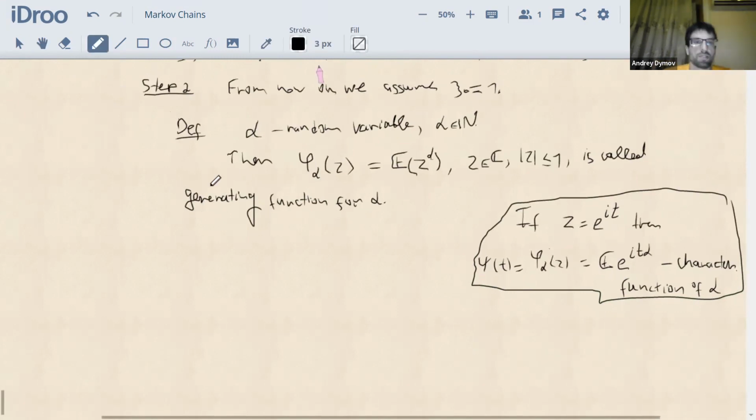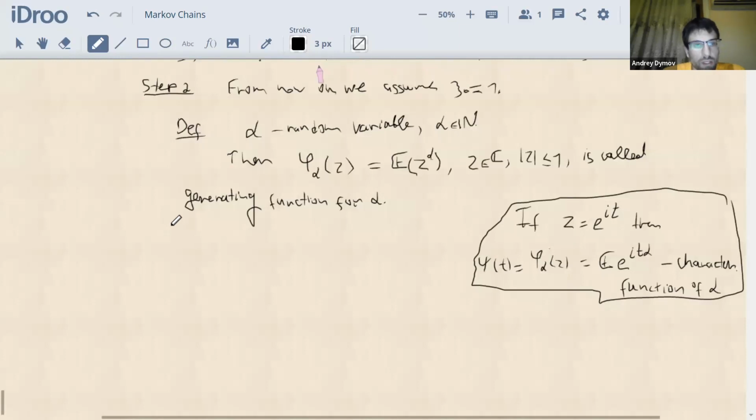So the generating function is a good object. It also uniquely determines the distribution of the random variable. But I will not need this property of the generating function. I will use it in a slightly different manner.